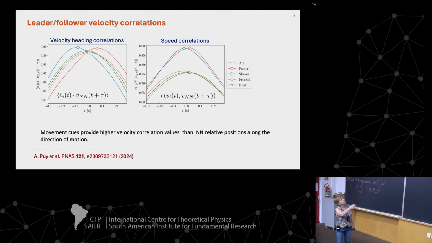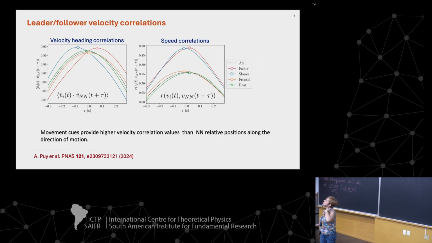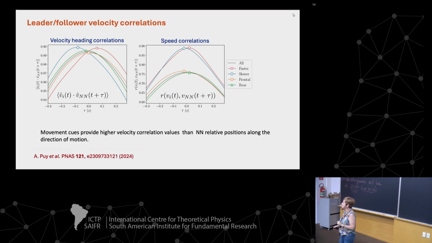So if you get those correlations in time, and you just select that the focal individual is a fast individual, what you will see is that the maximum value of the correlations with its nearest neighbor is going to happen at a time delay that is positive. So I am actually a leader according to this definition, and he's going to be a follower that is imitating me at a later time step.